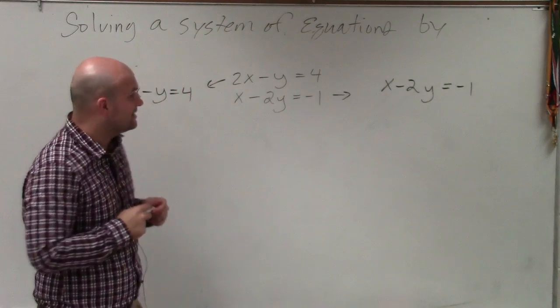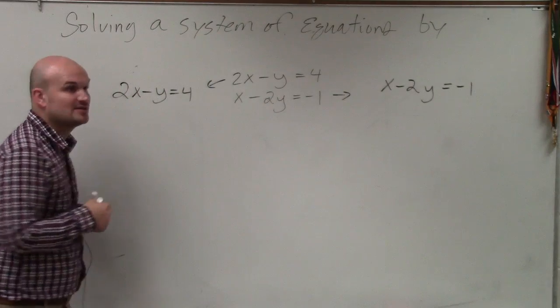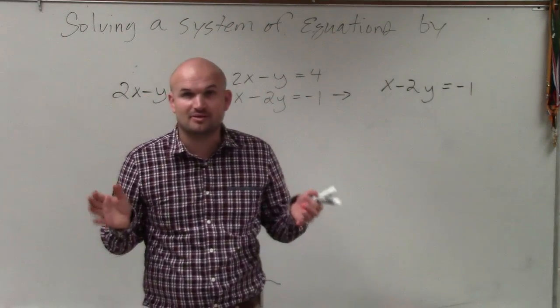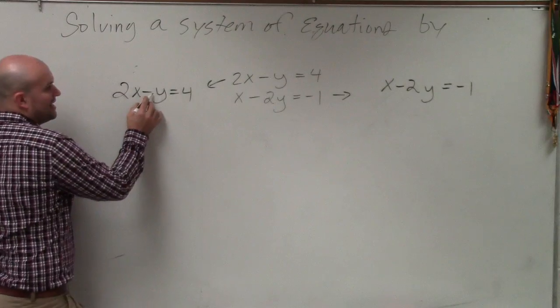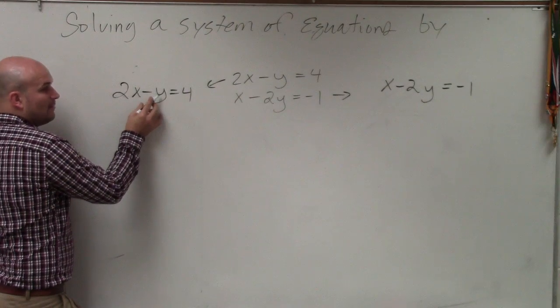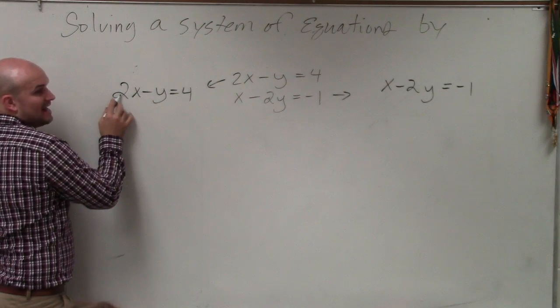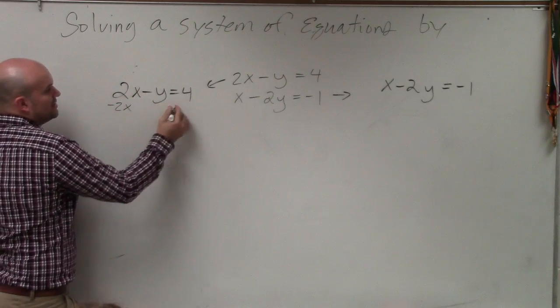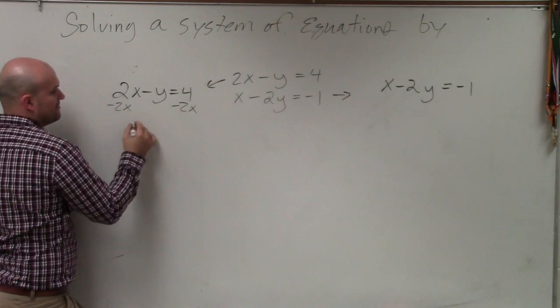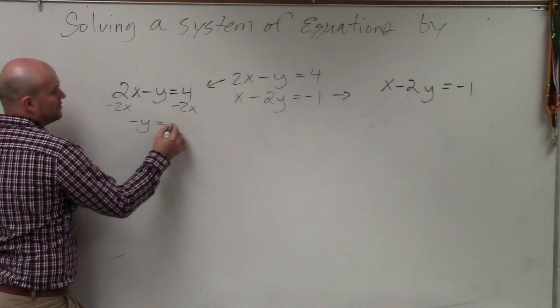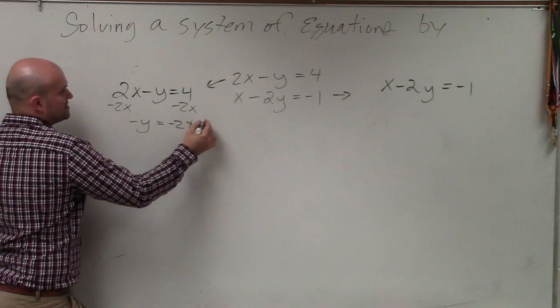Now I'm going to rewrite them in slope-intercept form. Remember, slope-intercept form is y equals mx plus b. So to do that, I need to isolate the y. You can see my y is being multiplied by -1 and it's being added by 2x. So we always undo addition and subtraction first. Therefore, I have -y equals -2x plus 4.